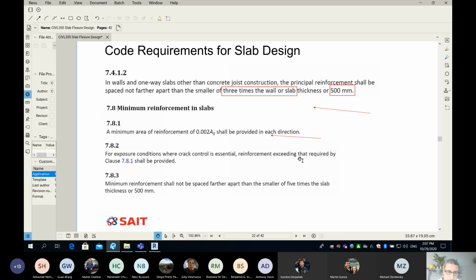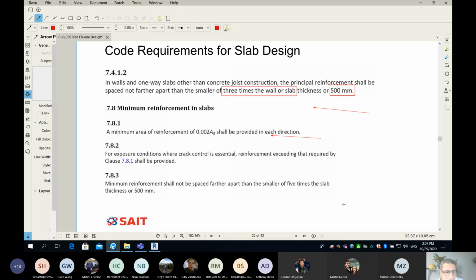Okay, now another condition here, which I know will look confusing for now, but just give me 5 minutes and I promise I will cover those. Minimum reinforcement shall not be spaced further than the smaller of 5 times the slab thickness or 500 mil. So looks like there are two clauses here in the code. One is referring to the principal reinforcement, and the other one is talking about minimum reinforcement. I think my next slide will explain more about those.